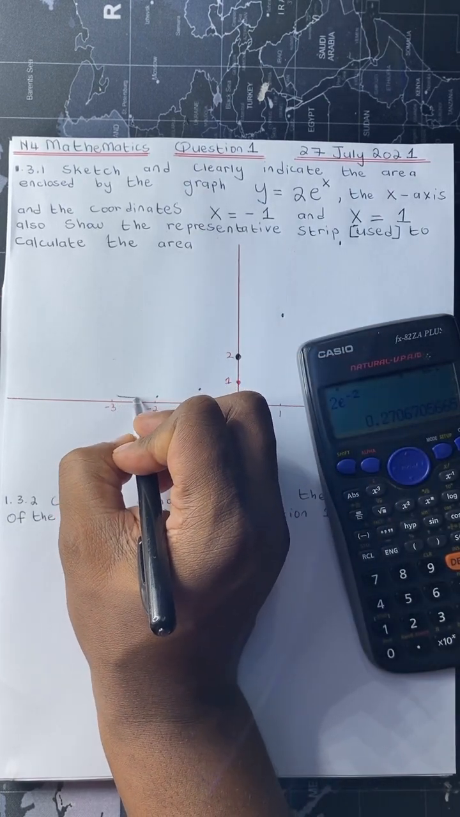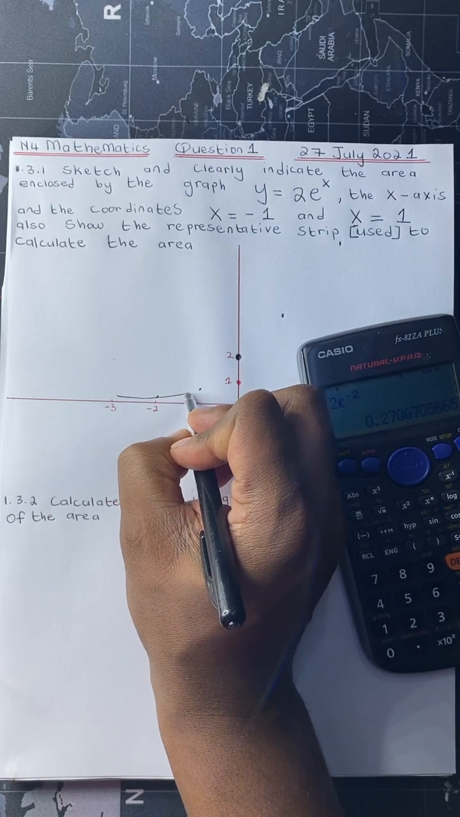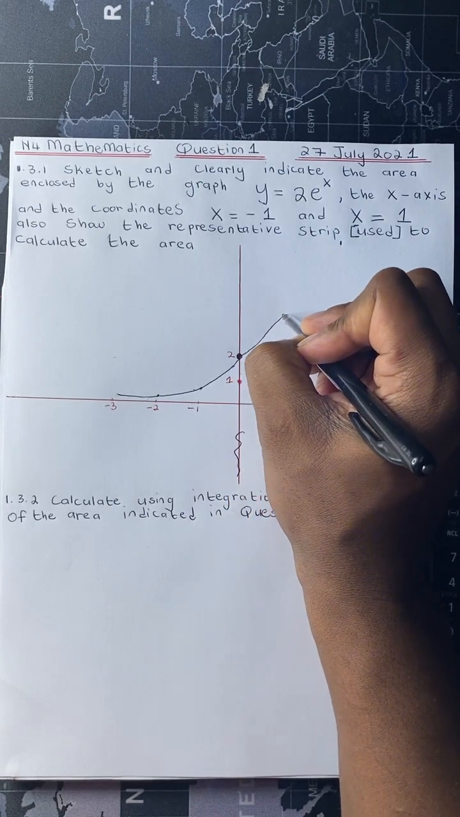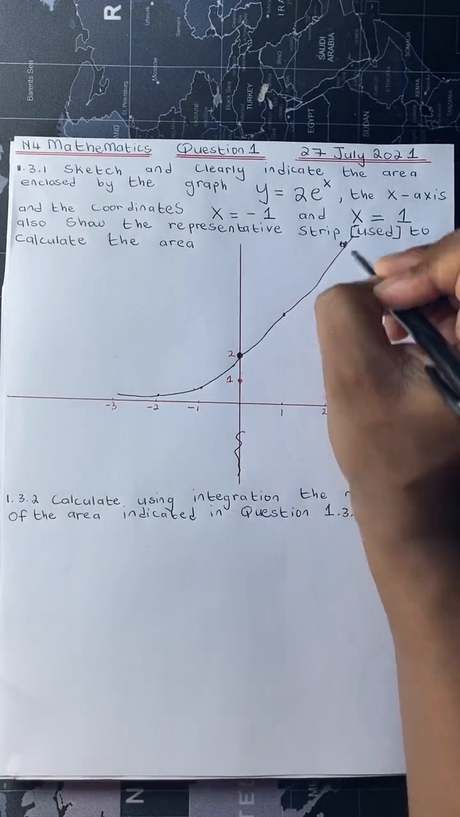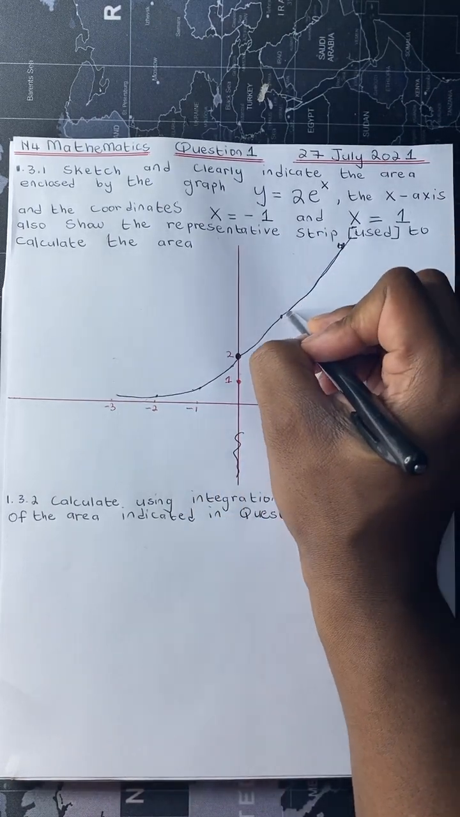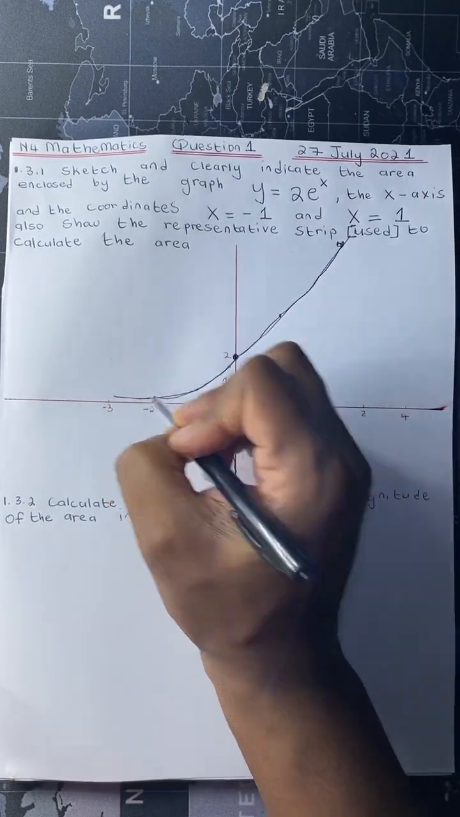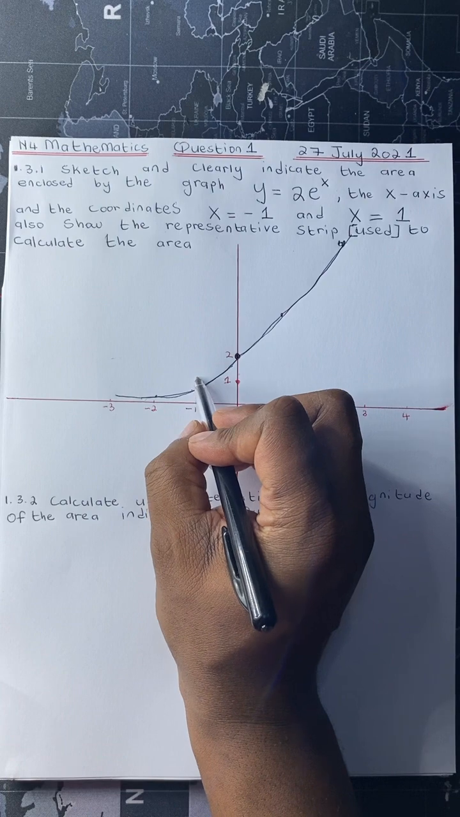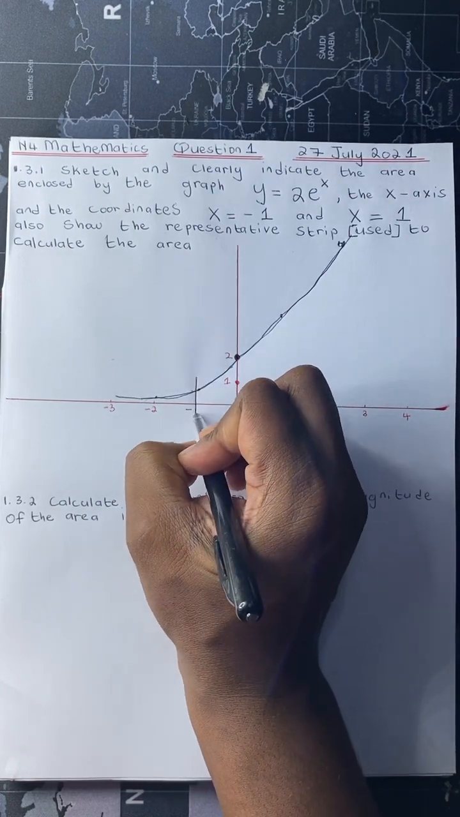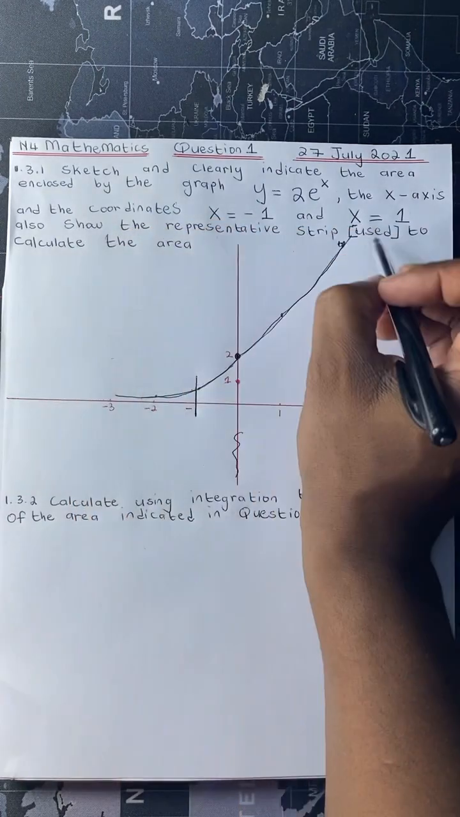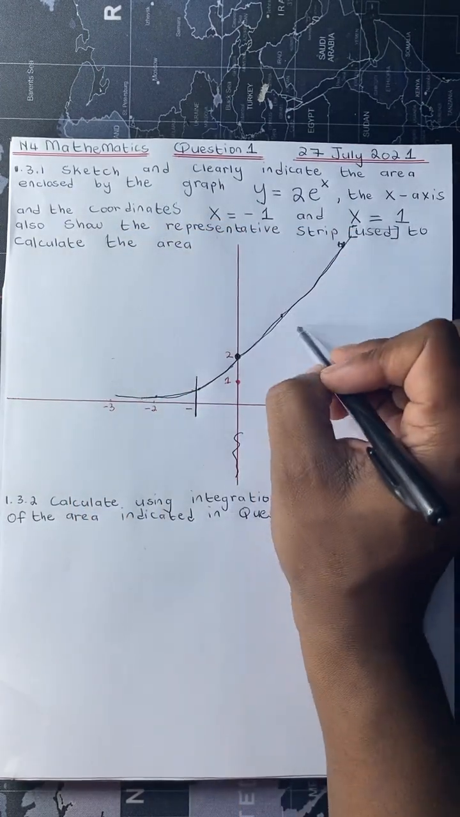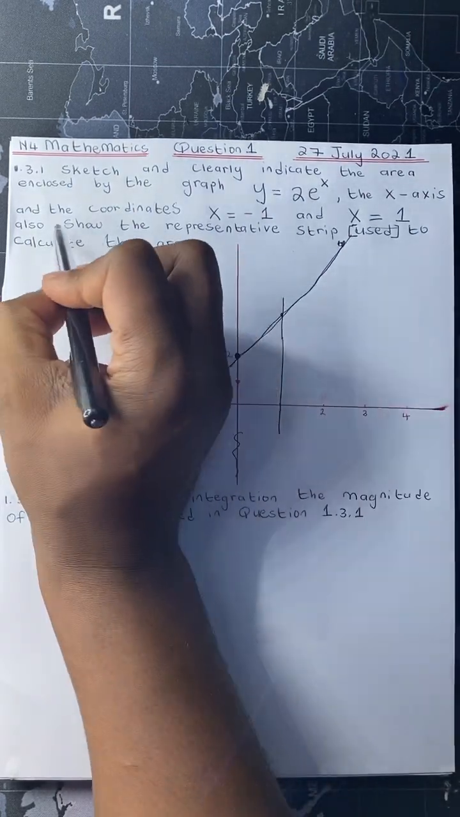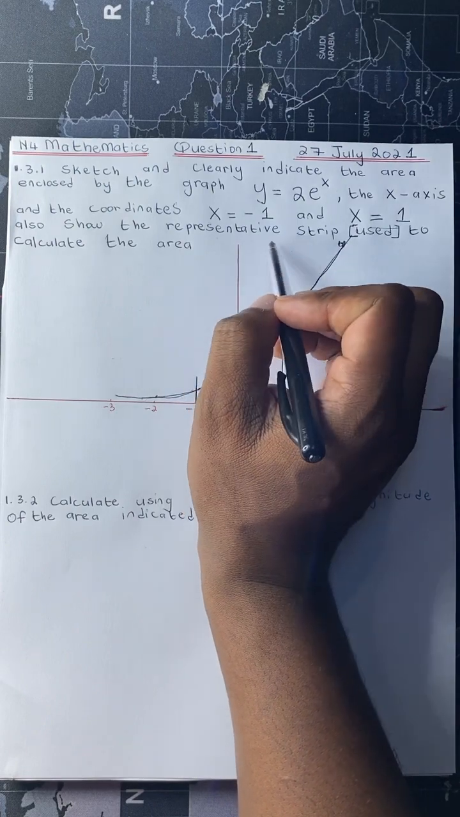So we can draw this graph. So this graph should take that form. And we have to sketch and indicate the area from x is equal to -1. So x is equal to -1 is there, and x is equal to +1, it's somewhere around there. And we also have to show the representative strip used to calculate the area.